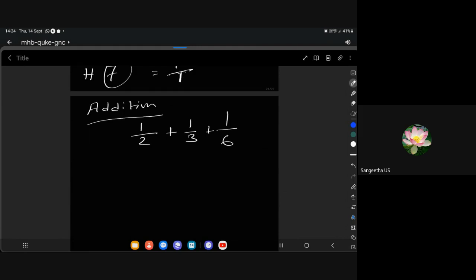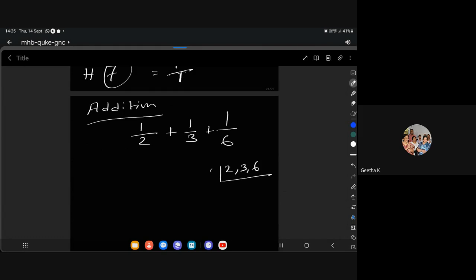So add them. How to add them? LCM, sir. We have to take the LCM, the least common multiple. It is a number which is divisible by all the 3 numbers, the least number which is divisible by all of them. How to find that LCM? You write all these 3 denominators like this.